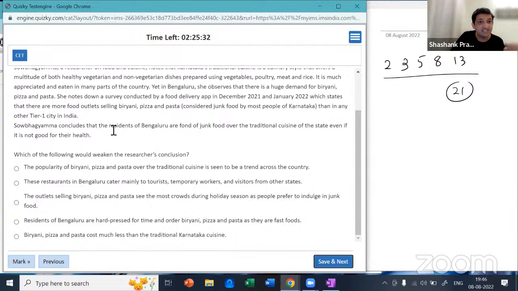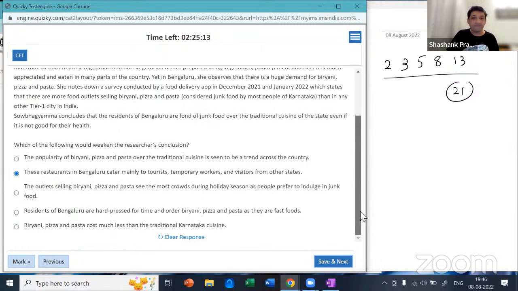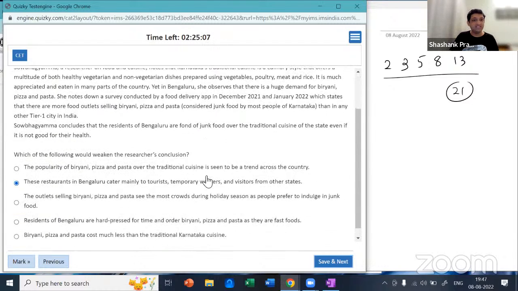Okay, residents of Bengaluru. I think this is a nice argument that weakens, because they are saying that okay, people from other states are coming and doing this, we are not doing this. Good. Outlets selling biryani, pizza, pasta see most sales in holiday season. Doesn't matter, holiday to me, they are talking about the entirety of the year. Residents are hard pressed for time and order biryani as their fast food. That sort of supports, because they say that okay, they are fond of junk food. Biryani, pizza, pasta are much less cost, nothing to say there. I think this is fine.